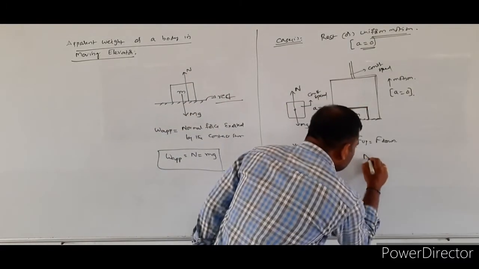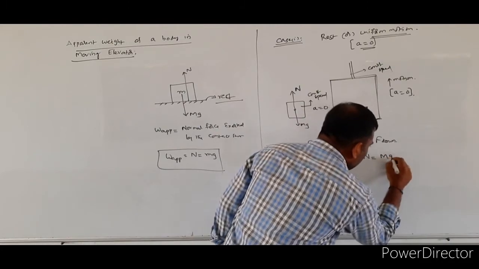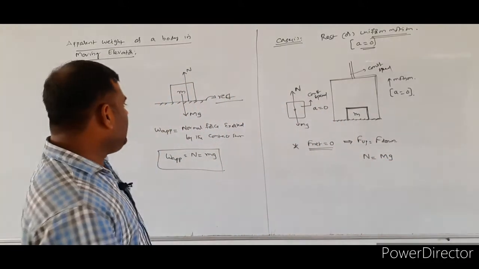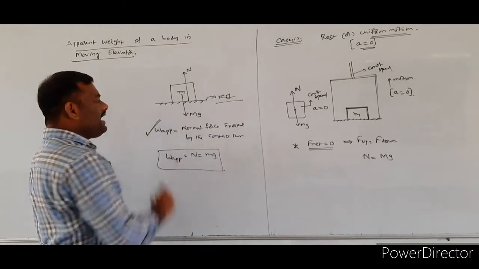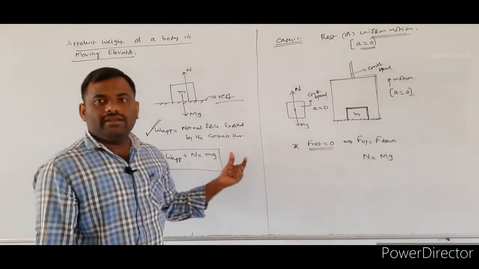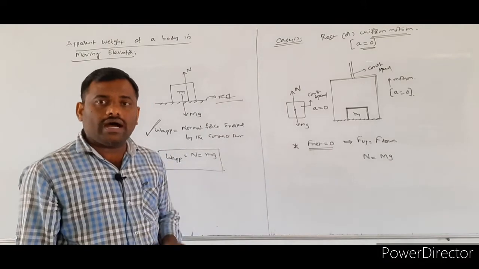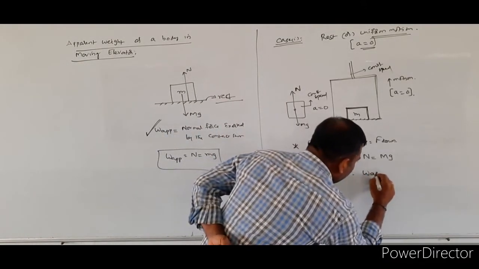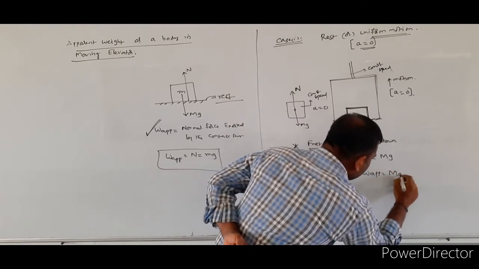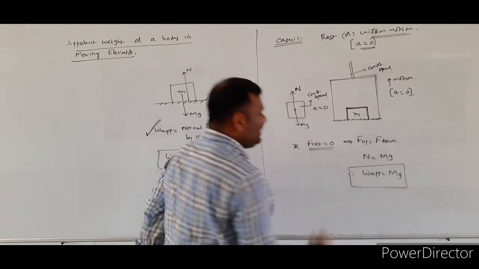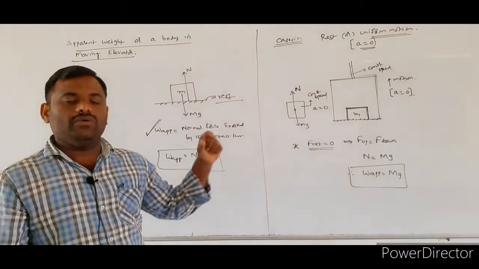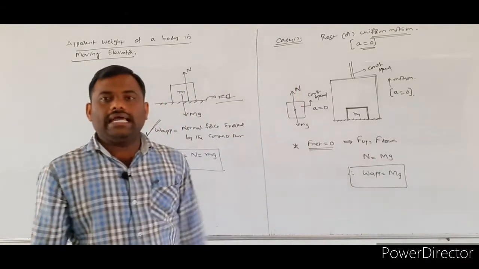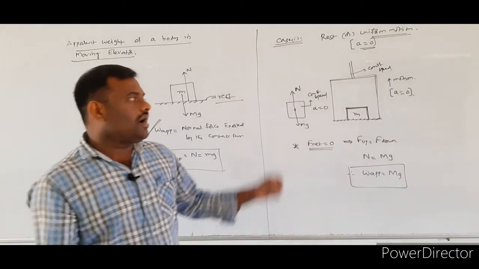What is the force acting in the upward direction? The normal reaction. The downward force is nothing but mg. Already we said the apparent weight is equal to the normal force. Therefore, in this case, the apparent weight is equal to the weight of the given block. The apparent weight is equal to the actual weight of the block when the elevator is at rest or in uniform motion.